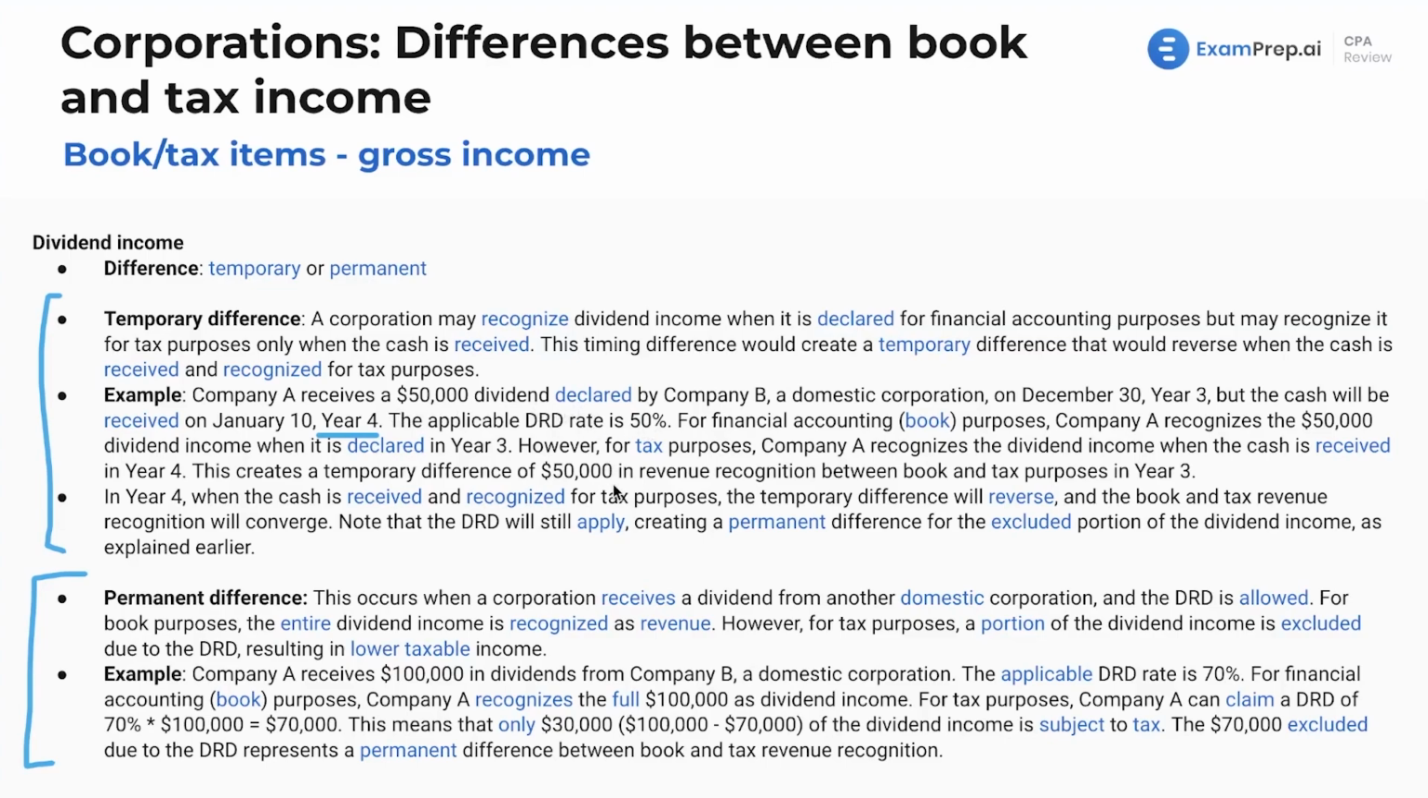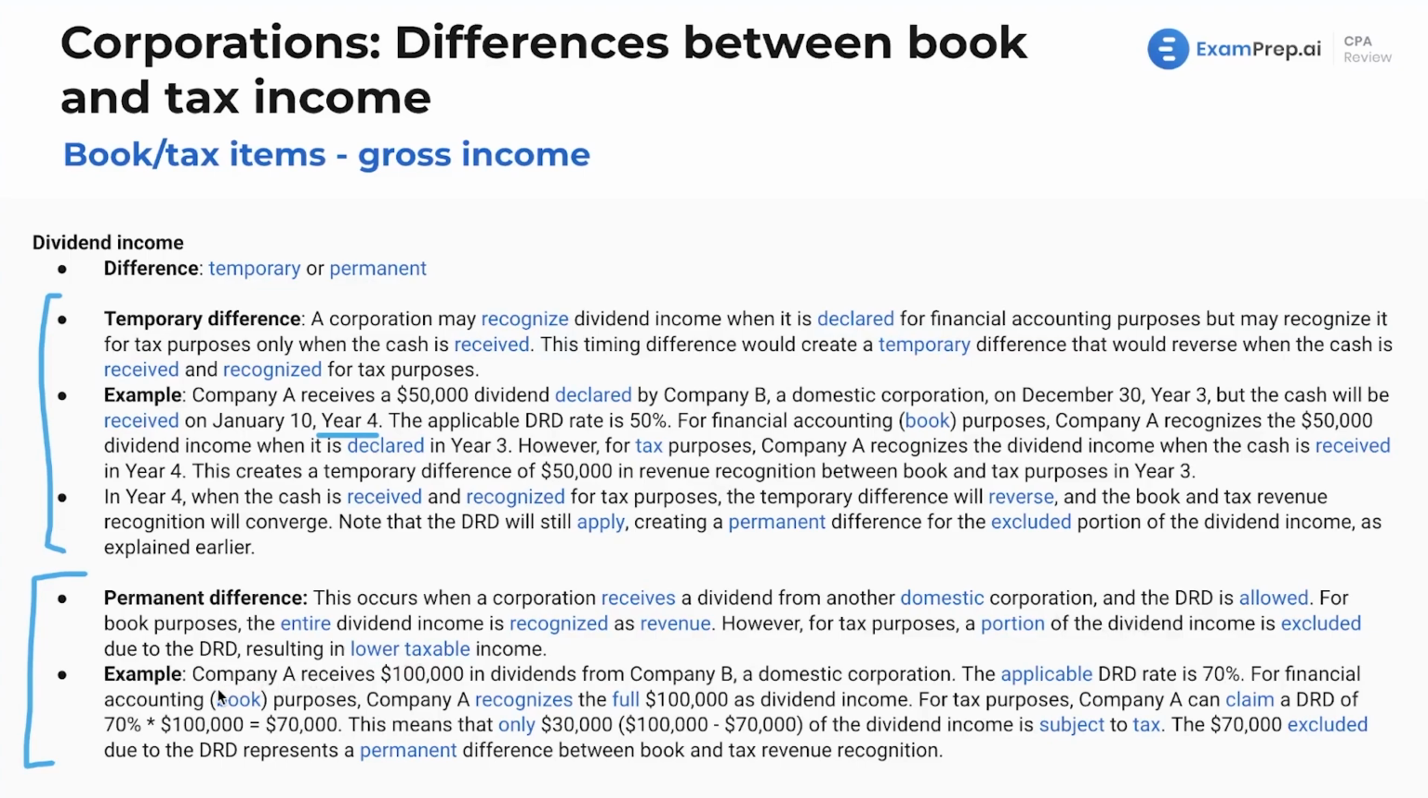Big important points to know. Hopefully this is very helpful. Gotta love those light bulb moments. I think they are wonderful. And I think this is one of those. Now, in year 4, when the cash is received and recognized for tax purposes, the temporary difference of 25 will reverse, and the book and tax revenue recognition will converge. Now, the DRD will still apply, creating a permanent difference for the excluded portion of the dividend income, as we explained. For permanent differences, as mentioned, this is going to be when you are dealing with the DRD.